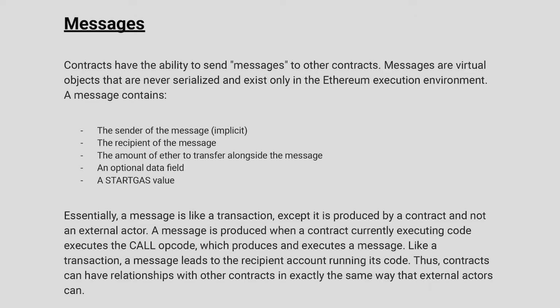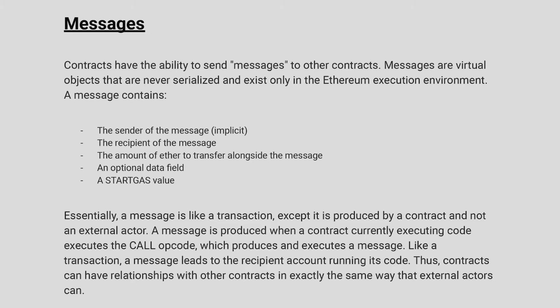A message contains the sender of the message (implicit), the recipient of the message, the amount of ether to transfer alongside the message, an optional data field, and a start gas value. Essentially, a message is like a transaction, except it is produced by a contract and not an external actor. A message is produced when a contract currently executing code executes the CALL opcode, which produces and executes a message.